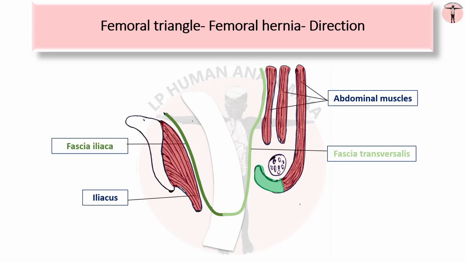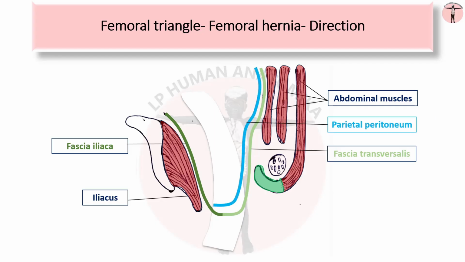Coming to the clinical anatomy of the femoral canal. This picture is the sagittal section at the level of the femoral canal. The femoral canal is an area of potential weakness in the abdominal wall through which abdominal contents may bulge out, forming a femoral hernia. It is important to know the direction in which the femoral hernia occurs. This helps in the treatment during reduction of the hernia.